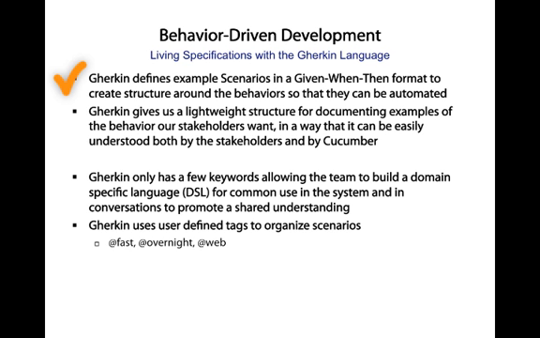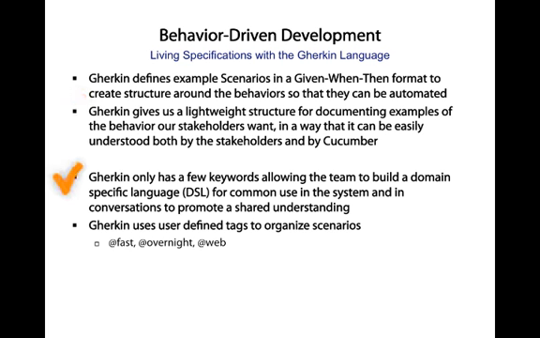So Gherkin basically defines the scenarios in a given-when-then format, and it creates a structure so that the behaviors can then be automated. Gherkin uses a lightweight structure for documenting the examples of the behavior. That way you can collaborate with the stakeholders, with the product owners, and non-technical people for the features.